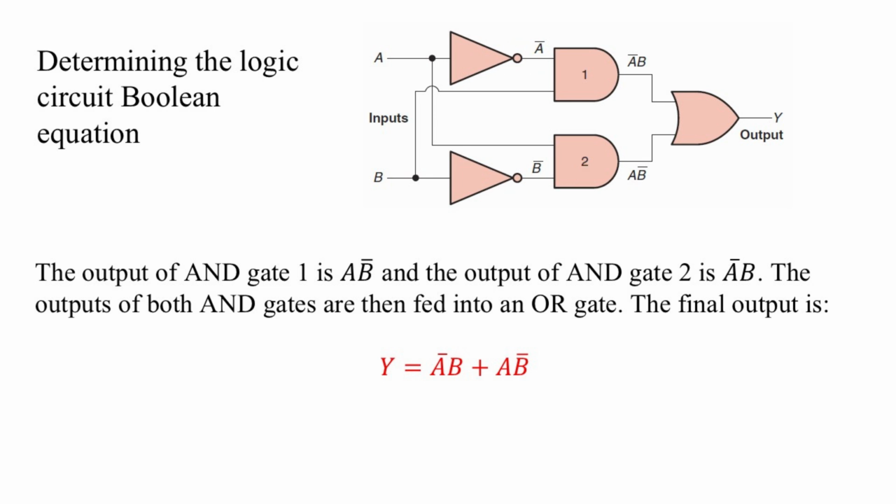Then, notice the inputs to AND gate 1 are A bar and B, so the output is A bar B. Similarly, AND gate 2 has inputs of A and B bar, so the output is A B bar. Finally, the outputs of AND gates 1 and 2 are fed into an OR gate. So the resulting output of the combination is Y equals A bar B or A B bar.